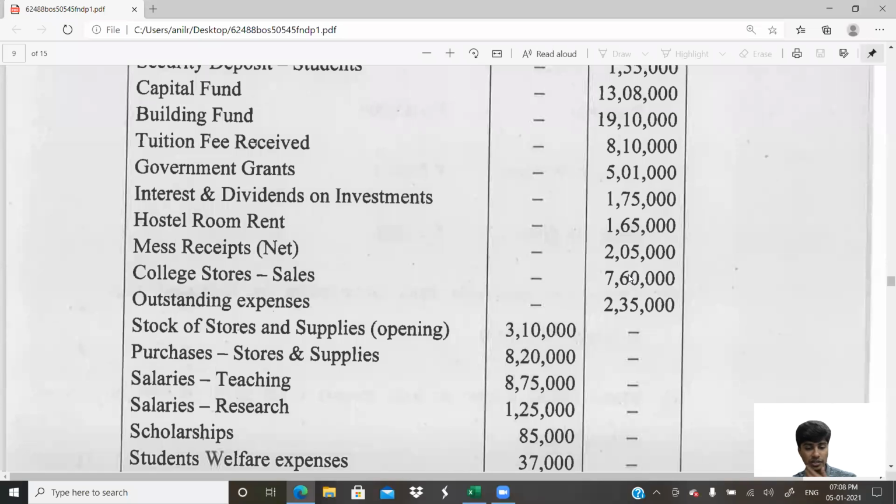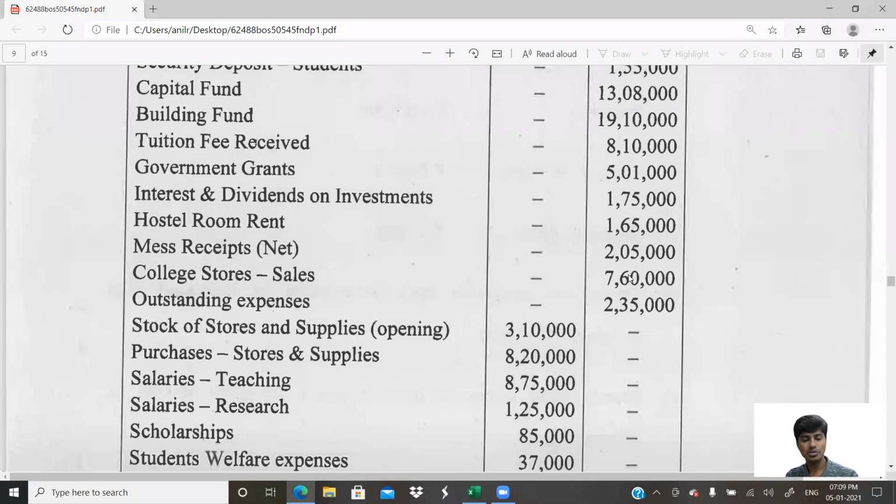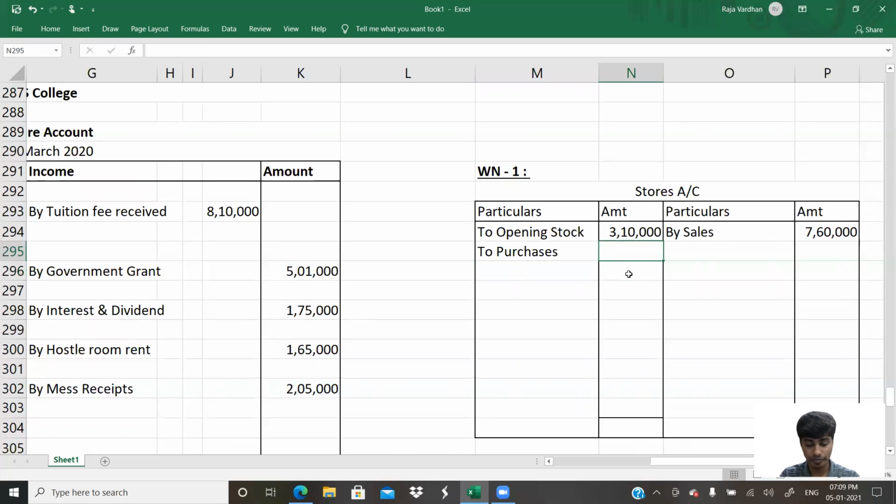Okay, what do we have after that? We have purchases of stores and supplies. Purchases will come here. Now you might be wondering, sir, does it come in income and expenditure? No, this is purchases. It will come in the trading account, not in the P&L account. What will come in the P&L account? Gross profit, which is carried forward from trading to P&L. Oh, is it like that, sir? Yes, it is like that. How much? 8,20,000.